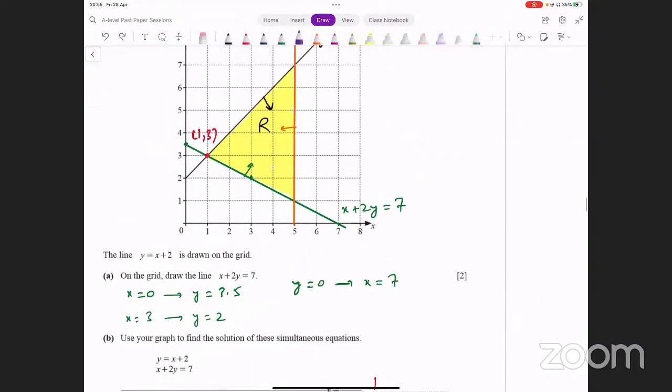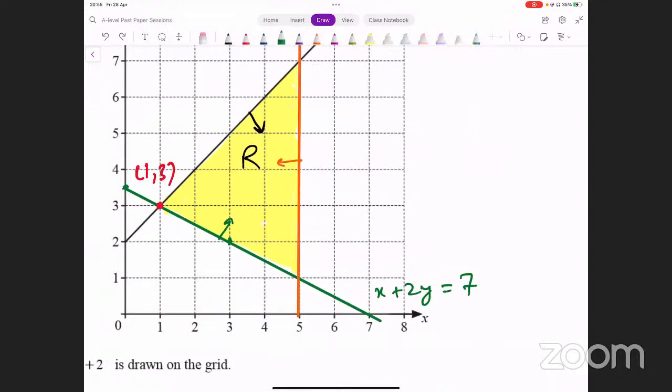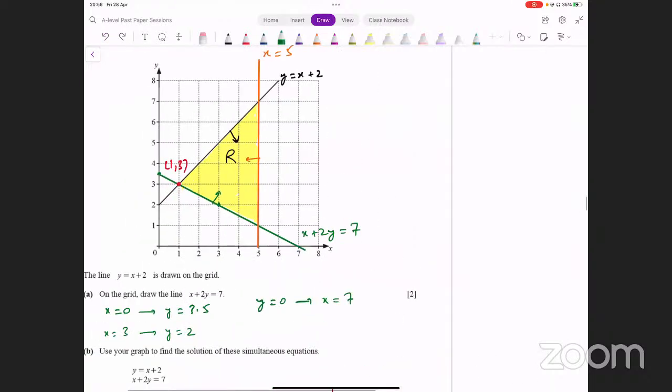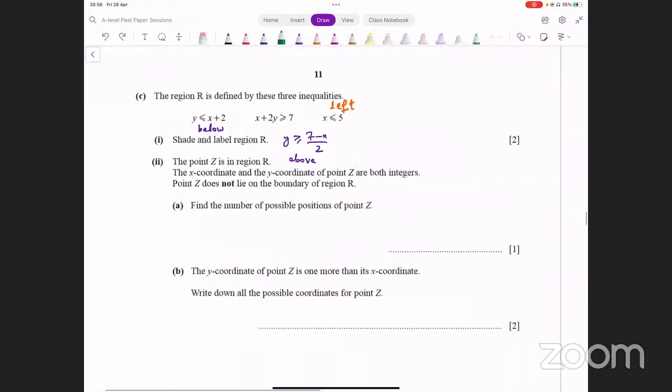अच्छा, अब देख लें पॉइंट Z कहाँ कहाँ पे हो सकता है. 1 2 3 4 5 6 7. These are the 7 possible positions. बाकी पॉइंट्स बाउंड्री के ऊपर होंगे. 7 पॉइंट्स हैं जो इस रीजन के अंदर आ रहे हैं, जहां पे दोनों कोऑर्डिनेट्स इंटीजर होंगे. So what do you do then? You say this is 7. There are 7 possible positions.